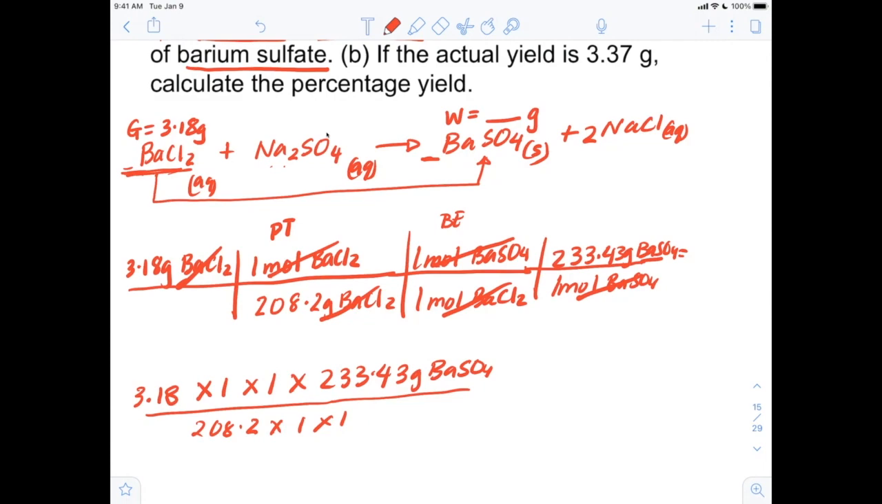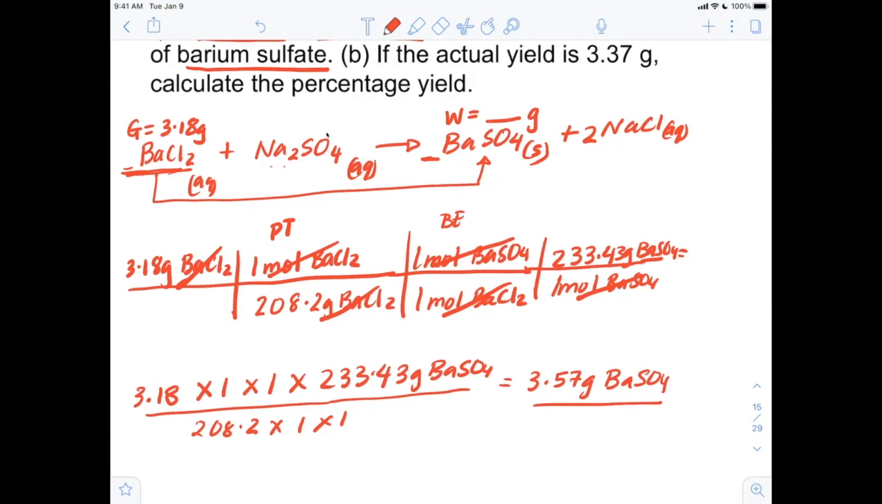3.18 times 1 times 1 times 233.43 divided by 208.2, and this gives me what? 3.56. Or 3.57. I'll just say 3.57. Let me erase this. 3.57 grams of barium sulfate.